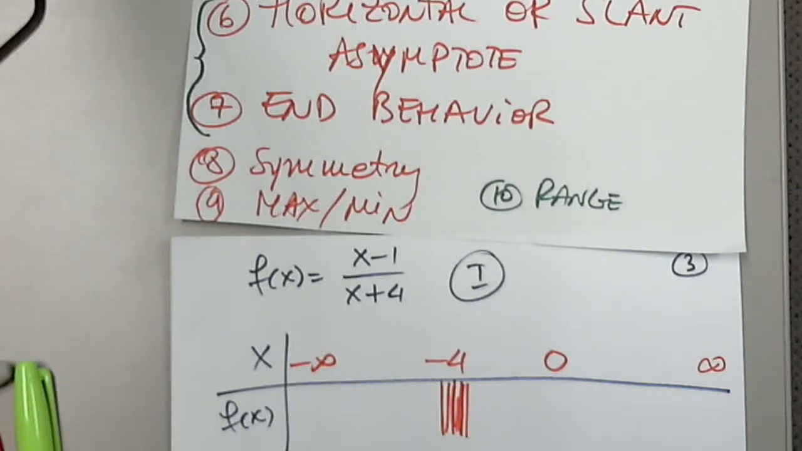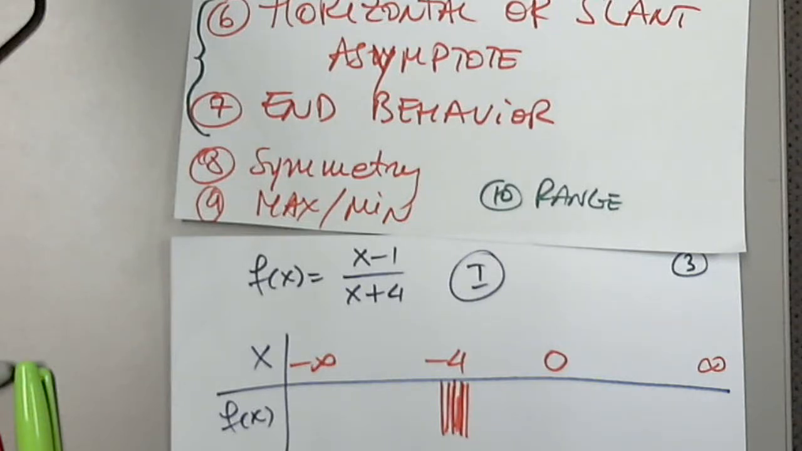Is everyone in agreement with the domain meaning all real numbers except negative 4? Negative 4 cannot be accepted because if you ask me to evaluate this function at negative 4, I'll say, sorry, I can't give you a number back, because I will be dividing by 0 and that's undefined.